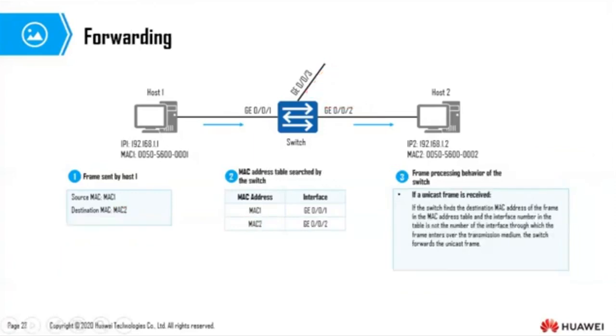Forwarding. Host 1 wants to send a frame to host 2, so the destination MAC address will be MAC 2. Switch receives it, checks the MAC address table, finds, oh, MAC 2 is here. So if MAC 2 is here, let me send this frame out through this interface only, and therefore it will send it out through that interface only. So that's what we call forwarding.